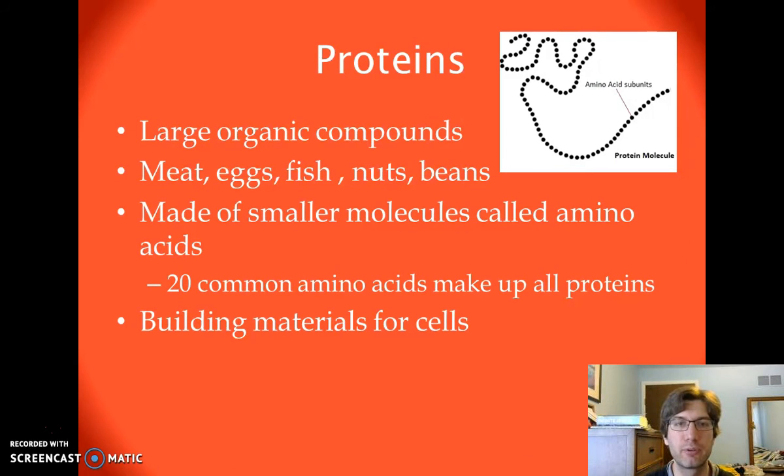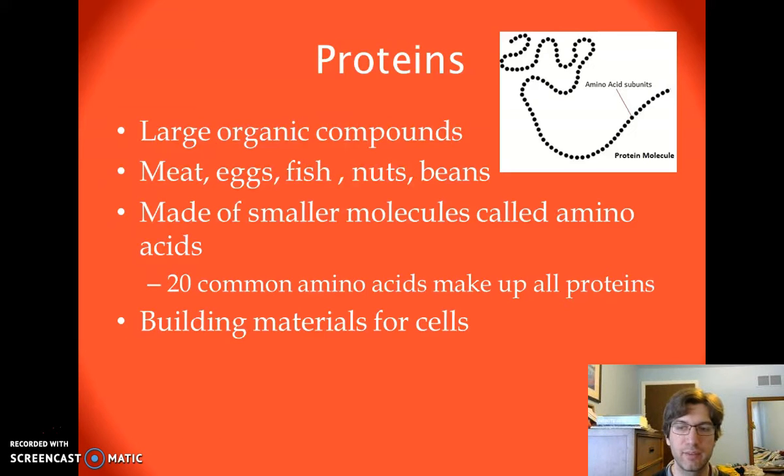Next are proteins. Proteins are large organic compounds that are made up of smaller organic molecules called amino acids. Again, proteins are going to be formed in your ribosomes. You can think of your hair as a protein. It's made up of a whole bunch of amino acids, and it makes one long molecule called a protein. There are only really 20 common amino acids that make up all proteins.